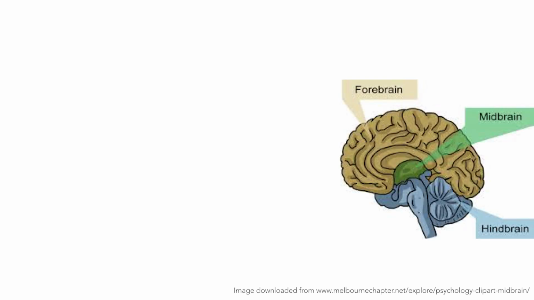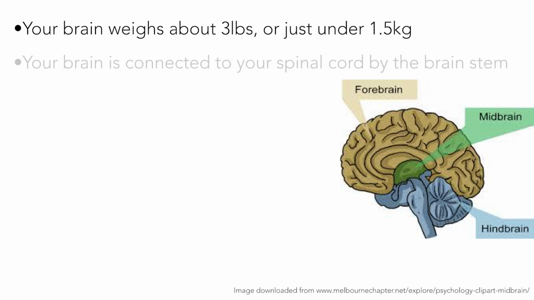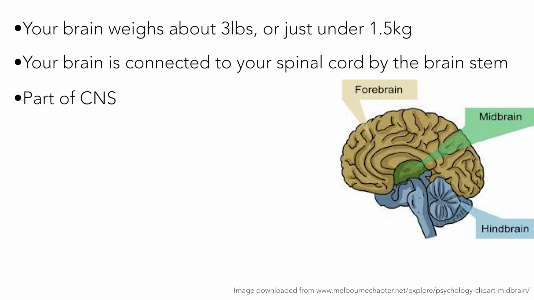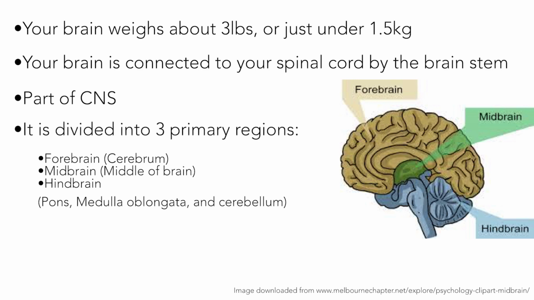Our brains are amazing in so many ways. This powerful jelly-like organ only weighs about 3 pounds, but is responsible for everything we do and all of the experiences we have. It is situated in your skull and is connected to the spinal cord via the brainstem, making it only one part of the central nervous system, or the CNS. The brain can be divided into 3 primary regions, including the forebrain, the midbrain, and the hindbrain.